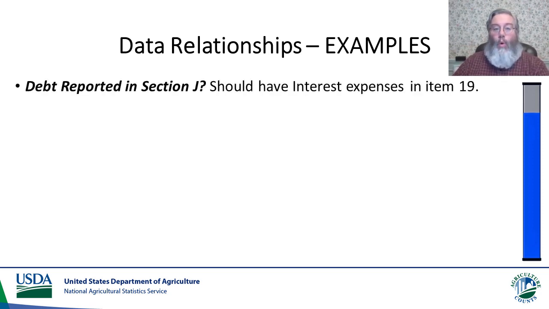If debt was reported in Section J, then there should be interest expenses in item 19. Now, it is possible for a farm to have no end-of-year debt and then incur interest expenses if all loans are production loans paid off in the year that they're borrowed. The debt table in Section J should identify any production loans taken out and repaid during the year.